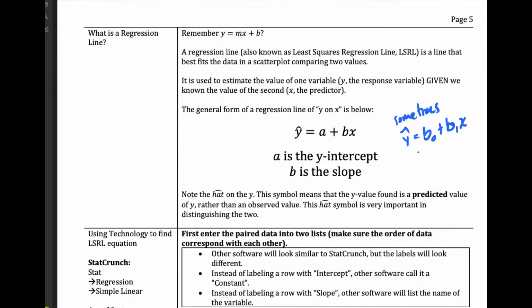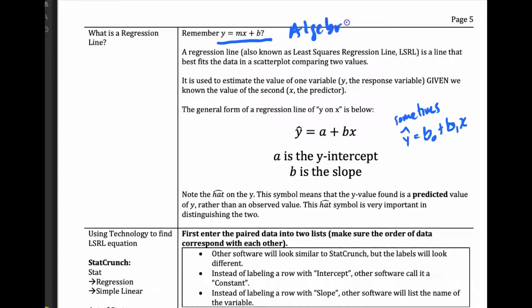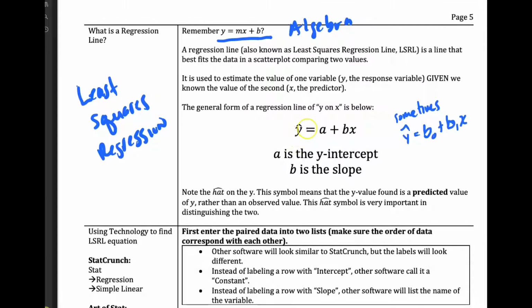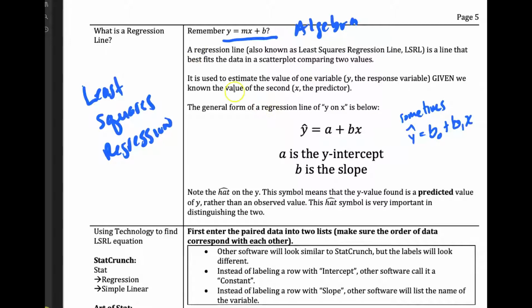And so when we find our least squares regression, or for short, just regression equation, regression line, you have to recall that we're talking about y equals mx plus b. This is from algebra. Many times you're going to see this term, least squares regression, and this is the line of best fit, and you will see it in this form. We're going to use StatCrunch, we'll do that in the next video, to calculate a line of best fit, or the least squares regression, or the regression line.